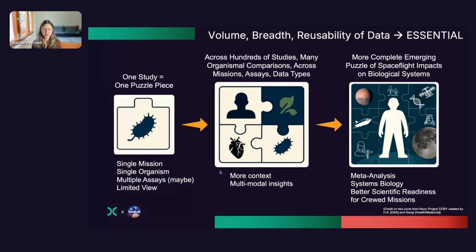So when you're thinking about gathering data about spaceflight, one thing to know is that it's really expensive and very difficult to get a large volume of data. So a single mission or a single organism provides a really limited view into how a biological system responds to spaceflight. So it's really important to be able to gather data across hundreds of studies or many organismal comparisons or across missions, assays, and data types to get a bit more context and be able to create multimodal insights. That way we can get a more complete emerging puzzle of how spaceflight impacts biological systems, and we can get a better scientific readiness for crewed missions like the missions to send astronauts back to the moon or onto Mars.